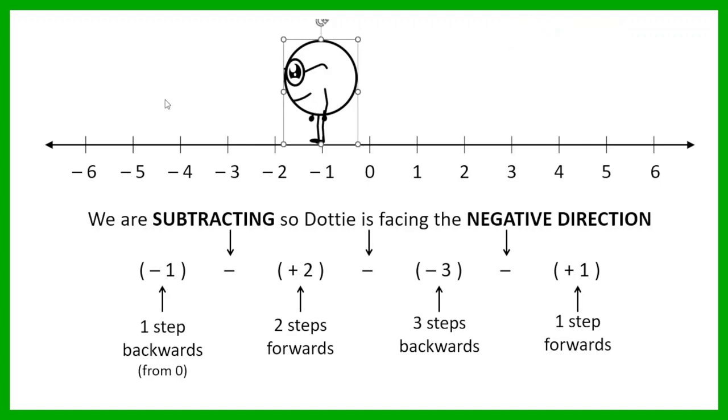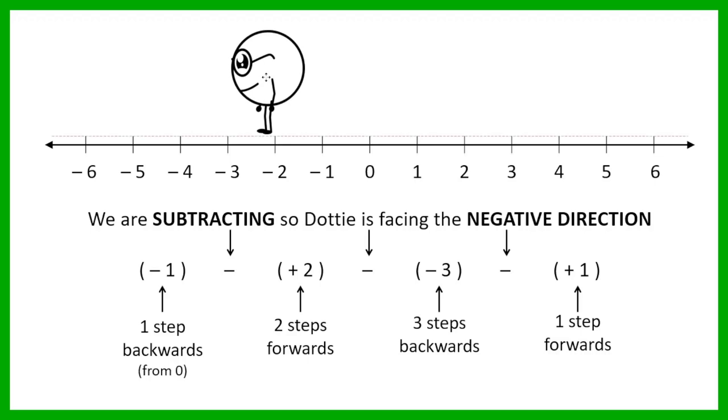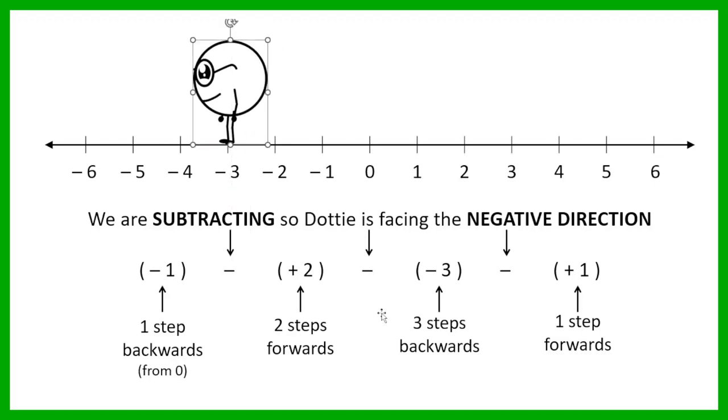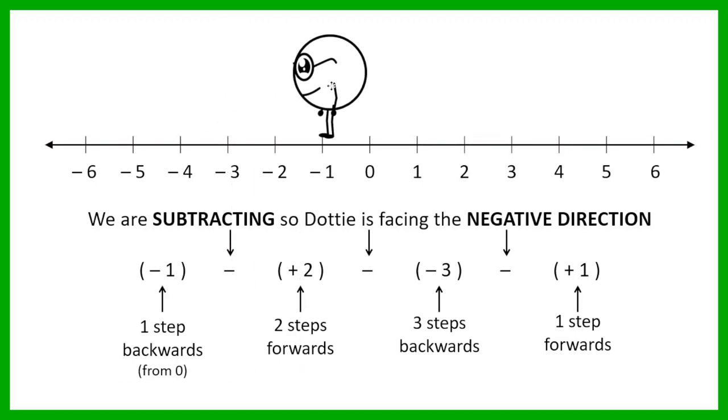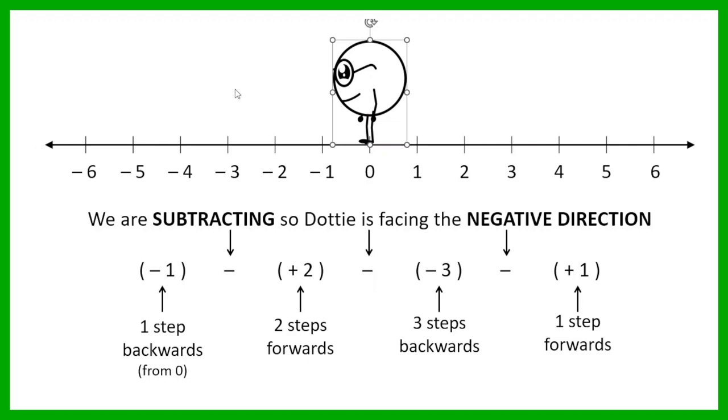So now she's facing the negative direction, and because she's facing the negative direction, when she steps forwards, she's going to end up going in the negative direction, and when she steps backwards, she's going to end up going in the positive direction. Okay, so now she is going to take 2 steps forwards because we have a positive 2. So she's going to go 1, 2, like that. And then she's going to take 3 steps backwards. So she's going to go 1, 2, 3. But now because she's going backwards and she's facing the negative direction, she's actually going in a positive direction. Even though this is a negative integer, she went in the positive direction.